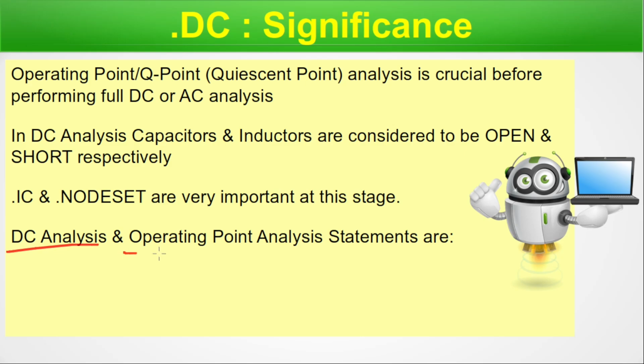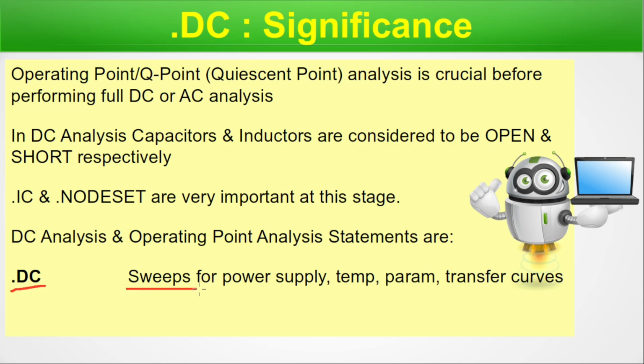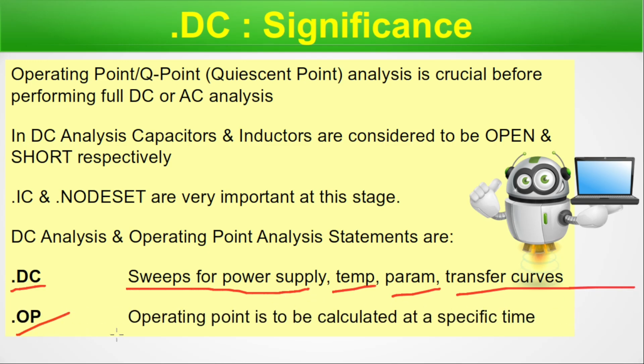DC analysis and operating point analysis statements are .DC, which sweeps for power supply, temperature, parameter, transfer curves, all these things, and .OP, for operating points to be calculated at a specific time. So the DC is for sweeping, but before anything we do, we must get the quiescent point, or the Q point, or the operating point through the .OP. That is the philosophy before beginning any simulation in SPICE. So that must be there before we begin any kind of analysis.